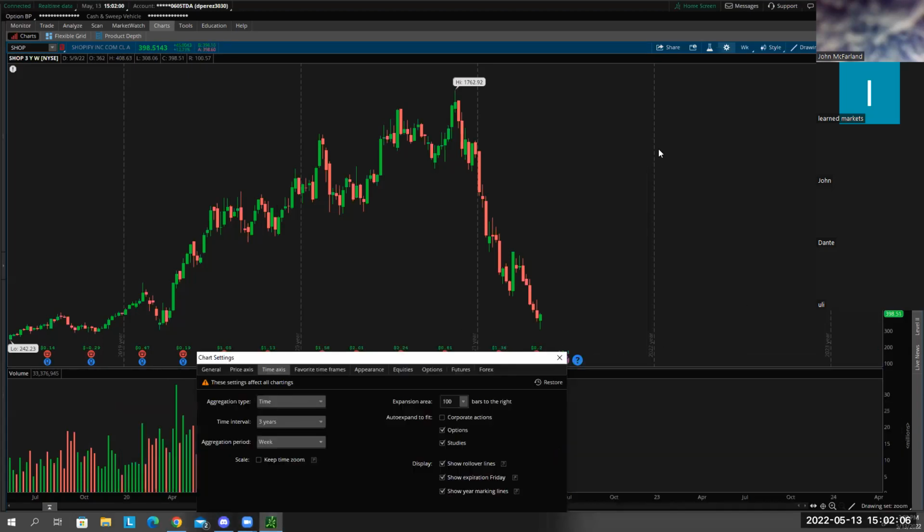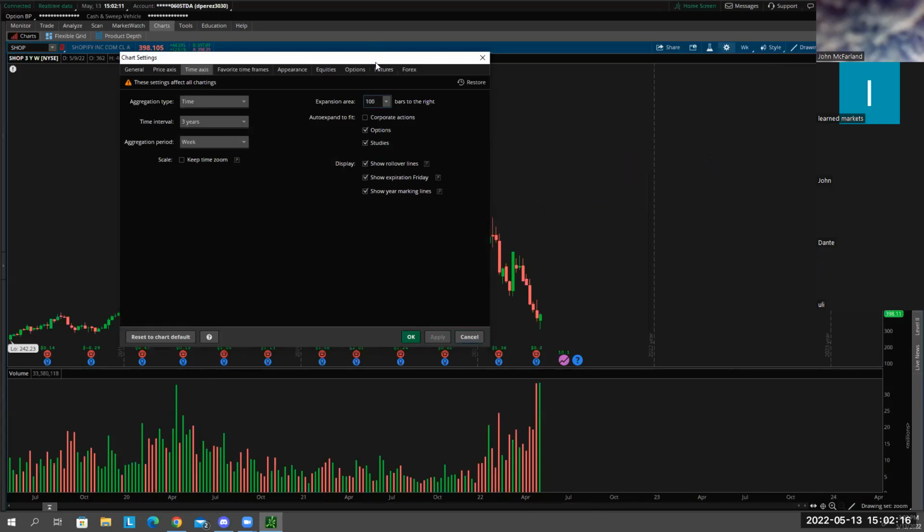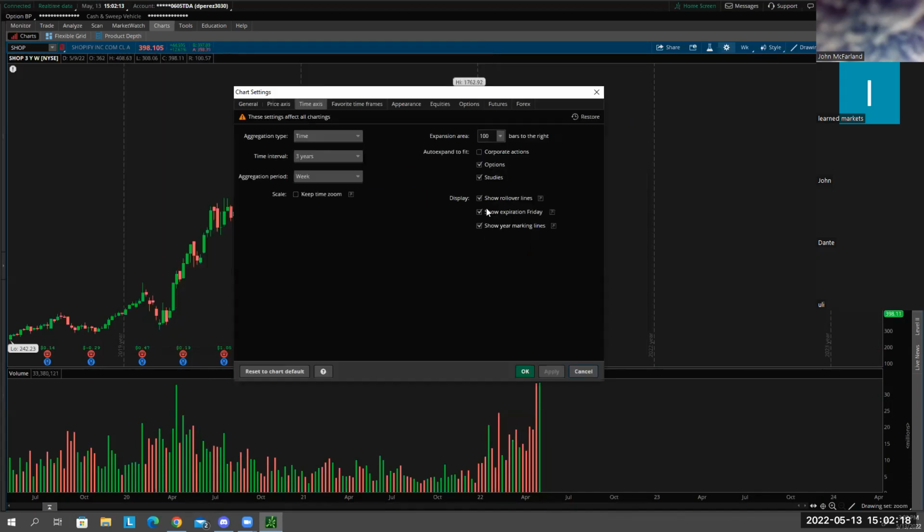If it's not extended, I'll go back to what it's not extended. You can't predict the future. All you see is what it is now. When you do the 100 bars to the right, you have all this space. Now I turn off my rollover, I turn off the expiration Friday, and I turn off the show year marking lines.